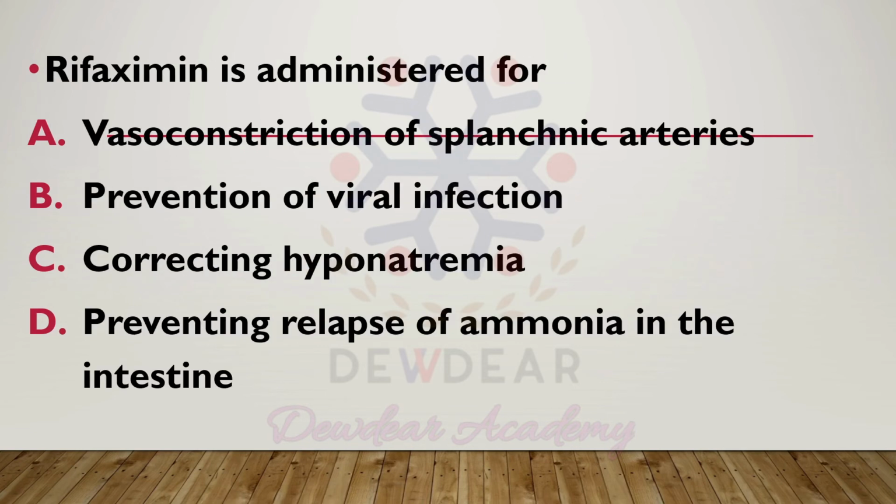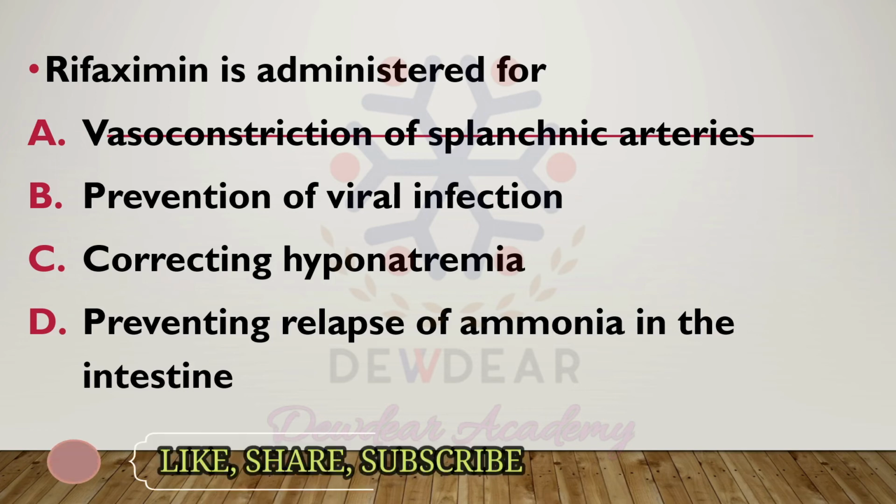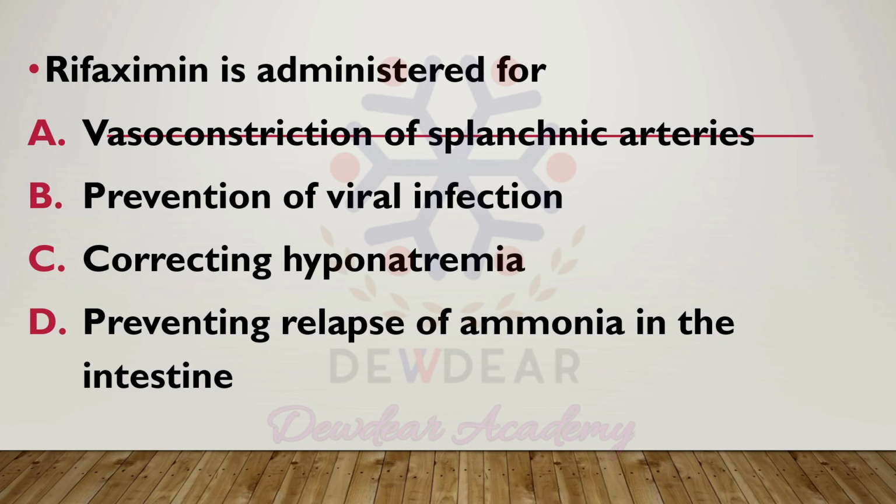Next question. Rifaximin is administered for? Options: vasoconstriction of splanchnic arteries, prevention of viral infection, correcting hyponatremia, preventing release of ammonia in the intestine. The correct answer is option D. Please note this option is release, not relapse: preventing release of ammonia in the intestine. So rifaximin is administered for preventing the release of ammonia in the intestine.